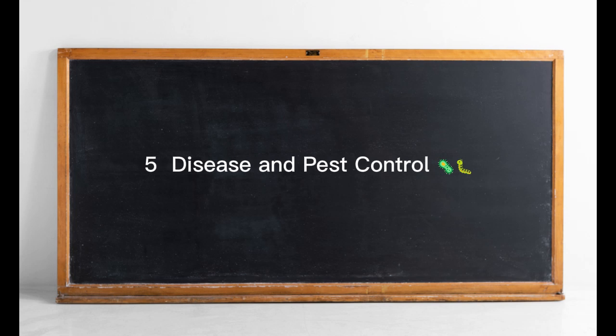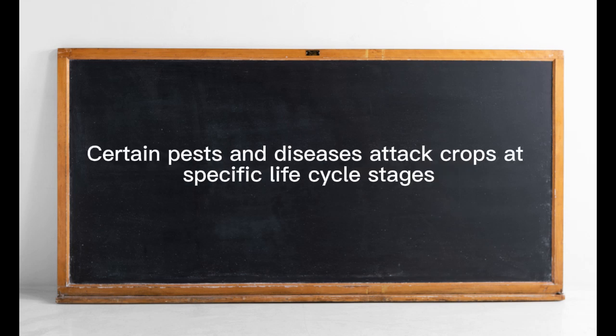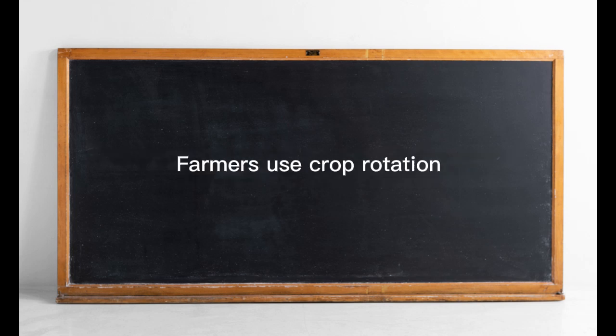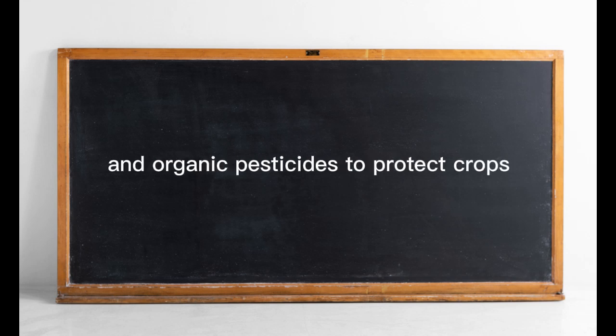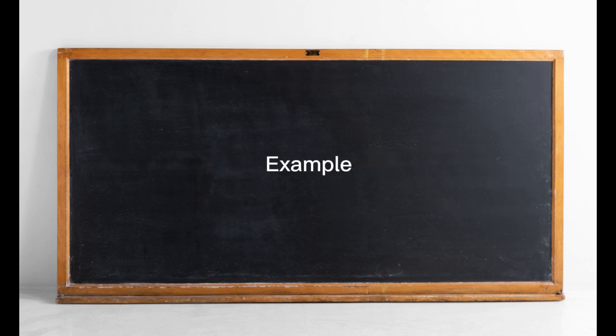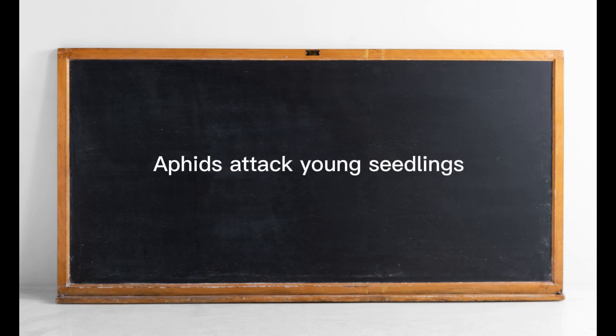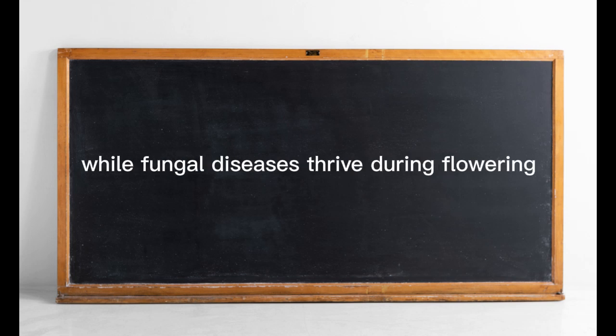5. Disease and pest control. Certain pests and diseases attack crops at specific life cycle stages. Farmers use crop rotation, pest-resistant varieties, and organic pesticides to protect crops. Example, aphids attack young seedlings, while fungal diseases thrive during flowering.